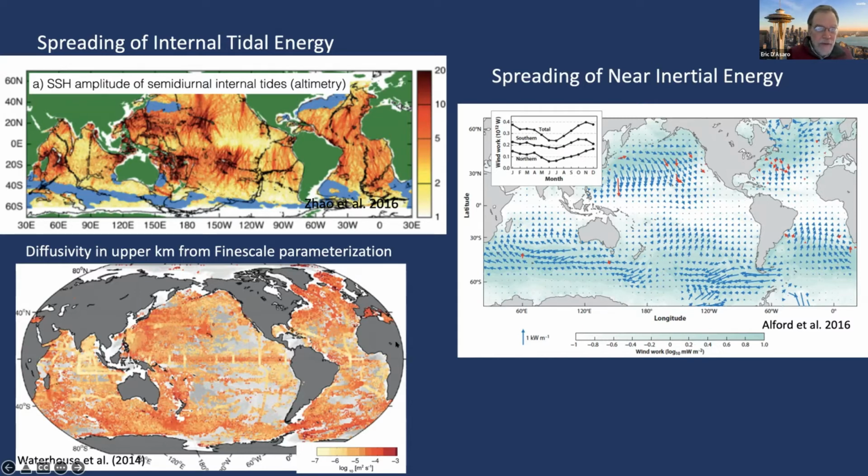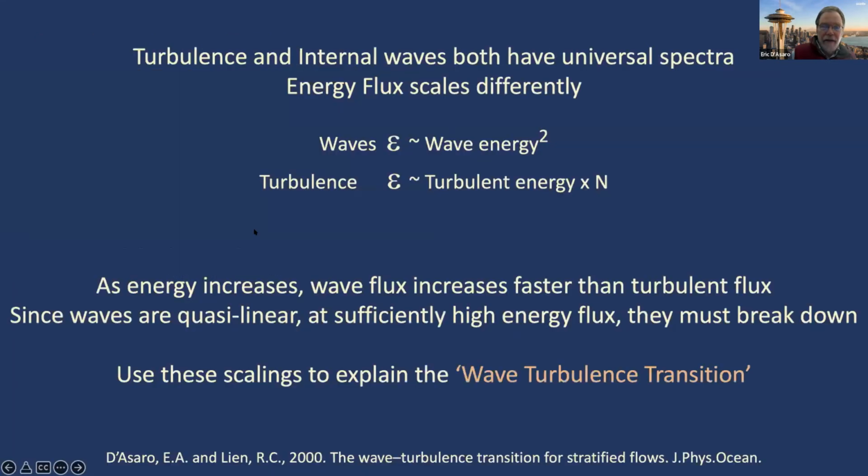From the fine scale parameterizations, you can compute the diffusivity on global scales. Here's a map of that. Some places it's high, some places it's low, some places there isn't enough data to compute it. For example, in the Bay of Bengal, in the upper kilometer, the mixing rates are quite small as predicted here, and that appears to be indeed the case. So we know quite a bit about this from all these decades of work. Now for some other ideas on this.